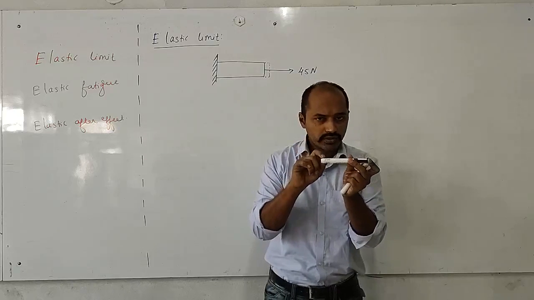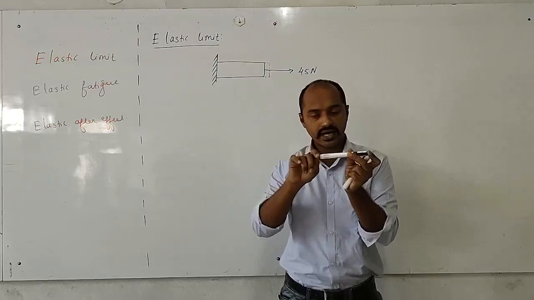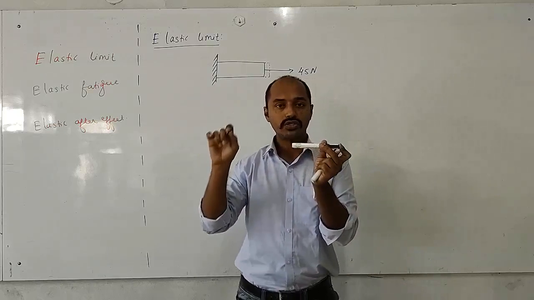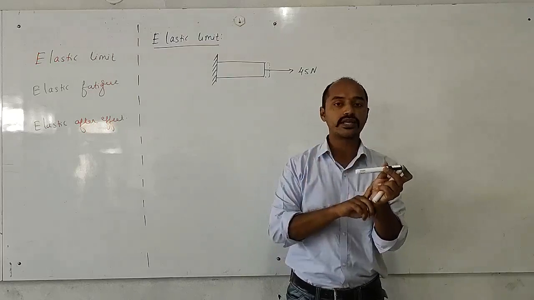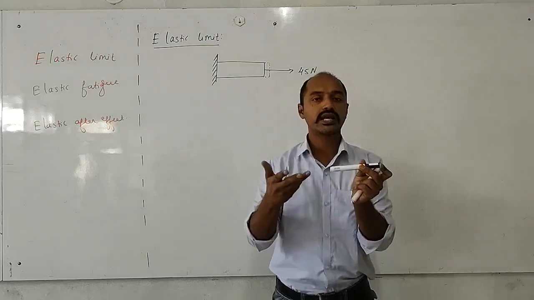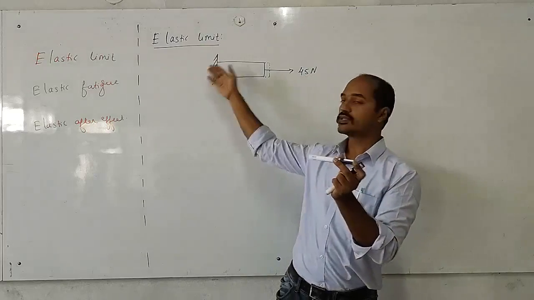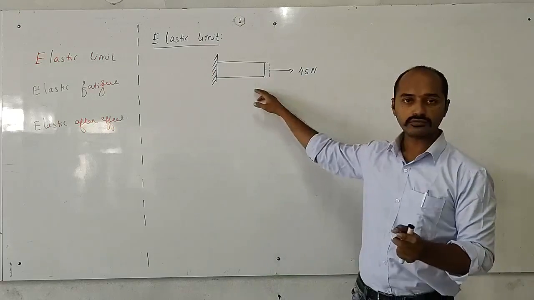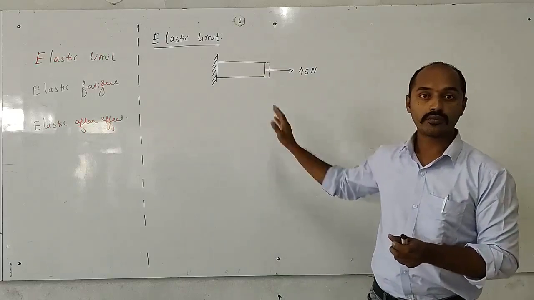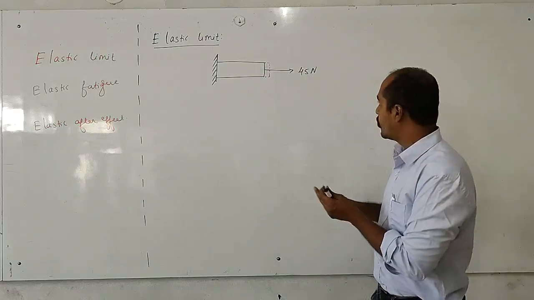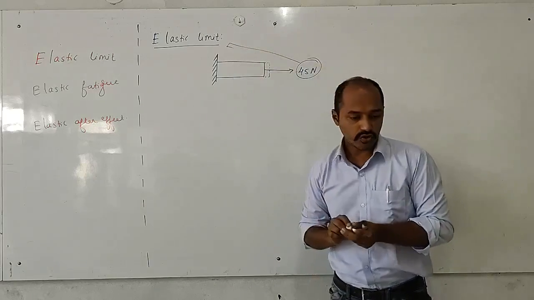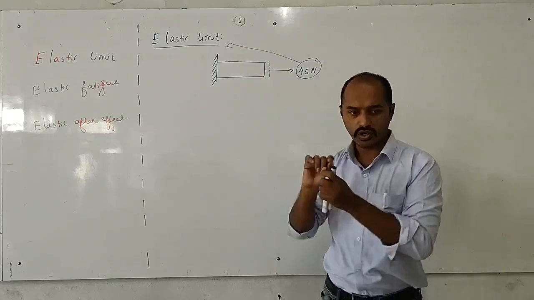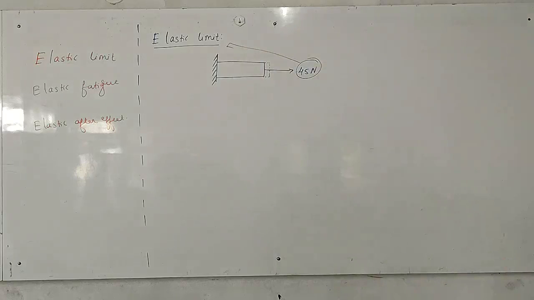Getting my point? So this deformation force, which when applied on the body does not let it regain its original shape and size, or you can say it loses its elastic property, at 45 Newton the body loses its elasticity. The body becomes plastic. Then this force is the elastic limit. Getting my point? So draw this diagram so that I can write the definition. Draw the diagram first.